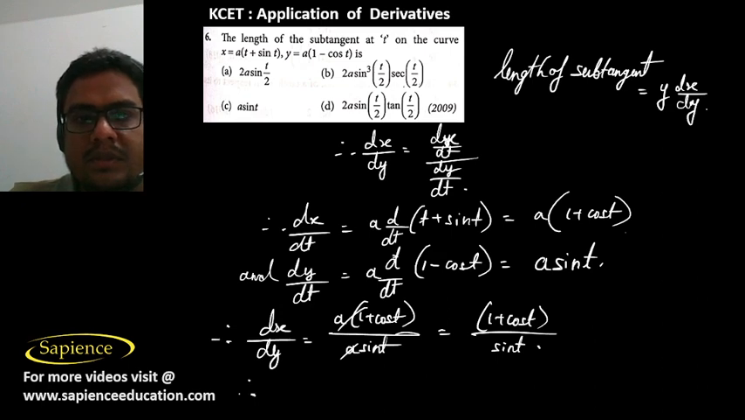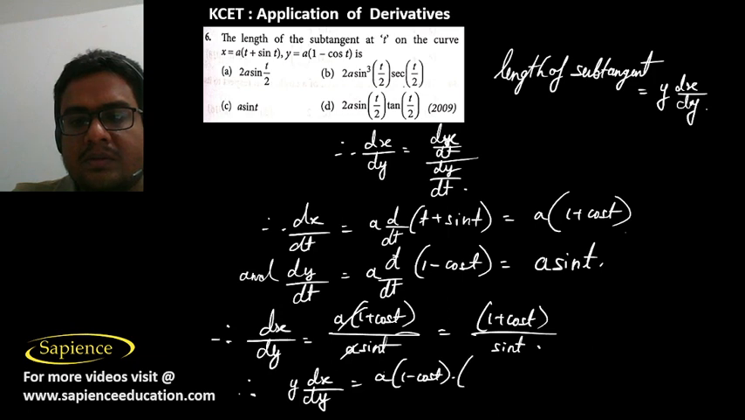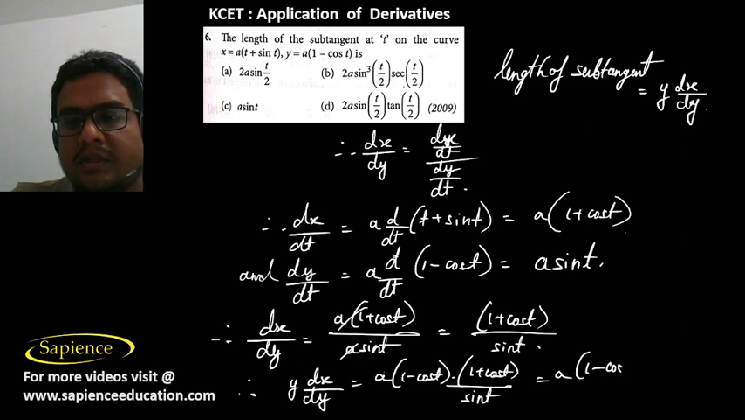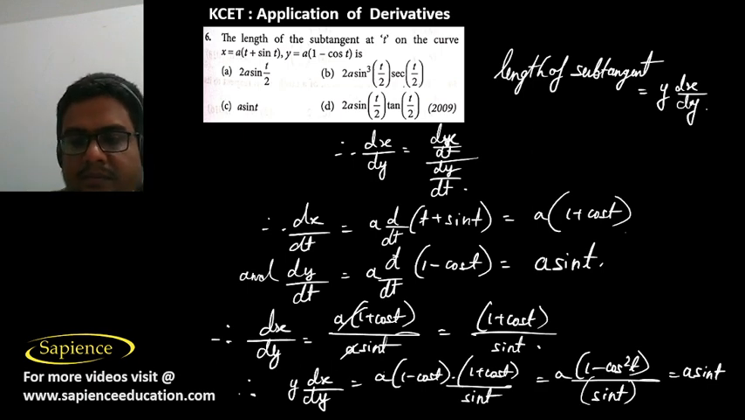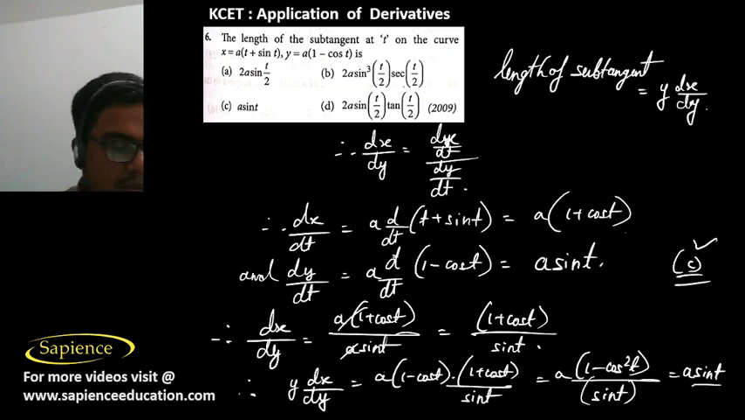Therefore, the length of the subtangent, that is y dx by dy, where y is a into 1 minus cos t, into this 1 plus cos t by sin t. This is a into 1 minus cos square t divided by sin t. So 1 minus cos square t is sin square t. This will be a sin square t by sin t, which is a sin t. So option C is the correct answer.